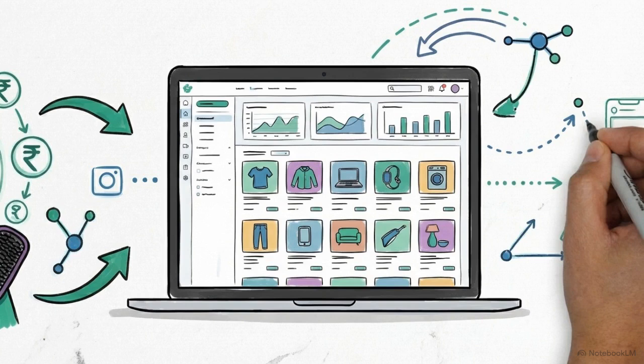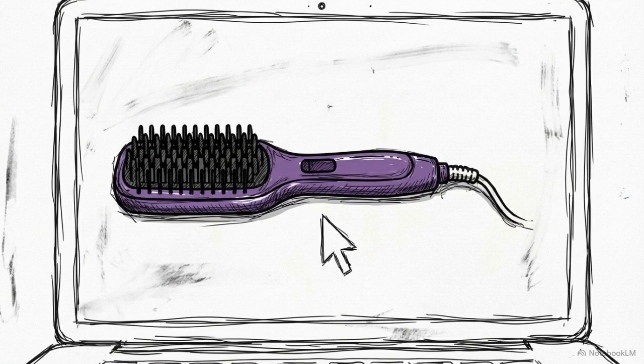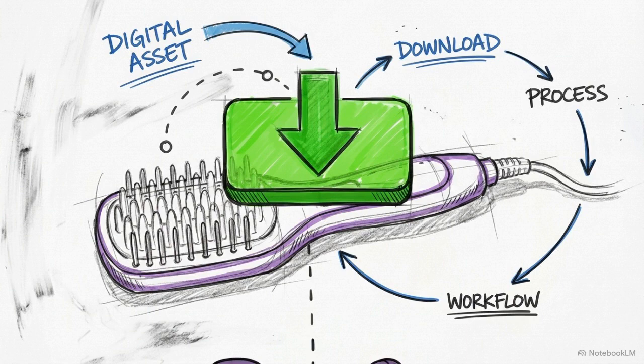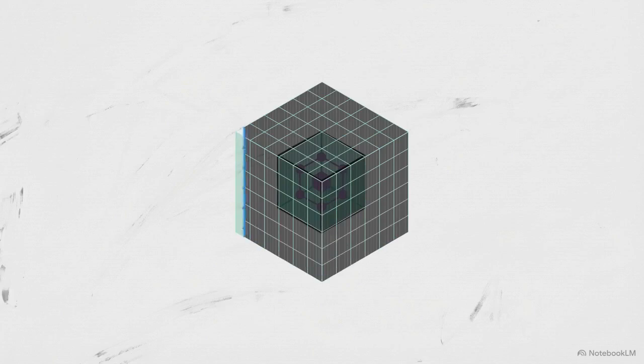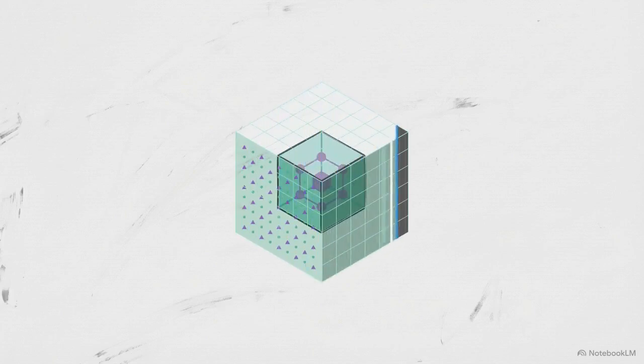Step 1 is finding your product. Head to a drop shipping marketplace like Reposo Cloud. For this demonstration, I'm selecting a trending purple hair straightener brush. Make sure to download the highest resolution product images available. The AI requires sharp visual data to accurately replicate the product's texture and lighting in the final video.